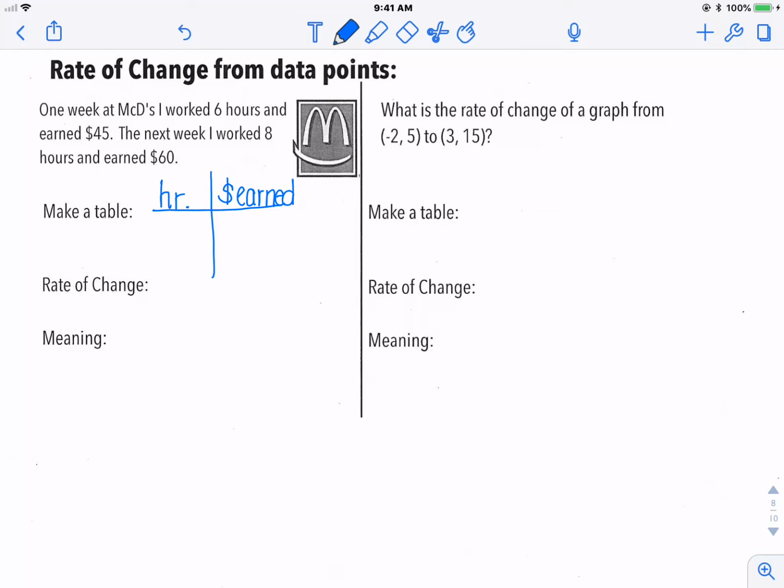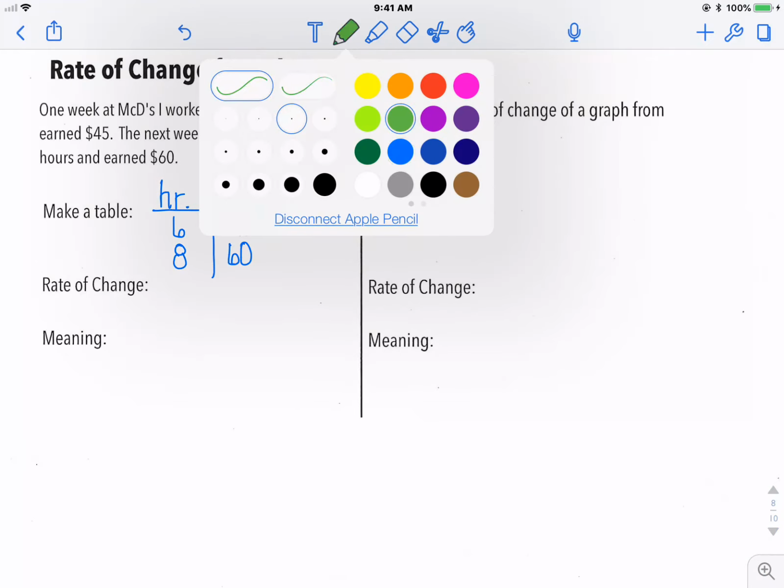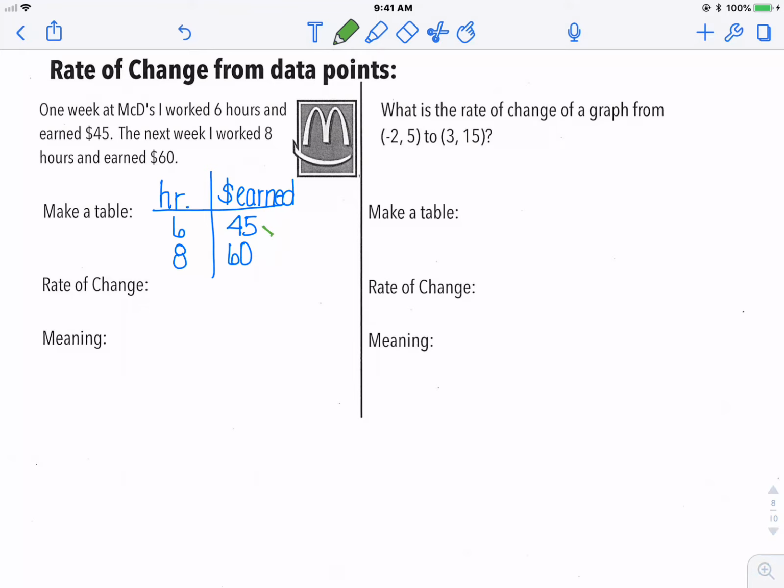So in here, I'd like to look for two facts that are in that form. And in that first sentence, they gave me one. I worked for 6 hours and earned $45. In the second sentence, the next week, I worked for 8 hours and earned $60. So what I can tell from my data table then is how much my Y is changing. My salary increased $15 in the week when I increased my hours by 2.